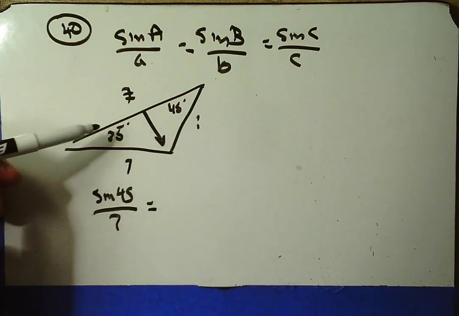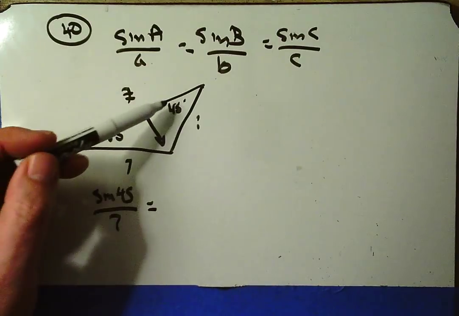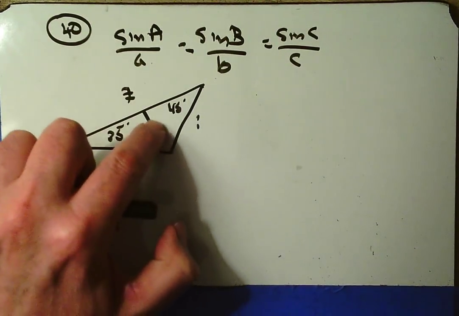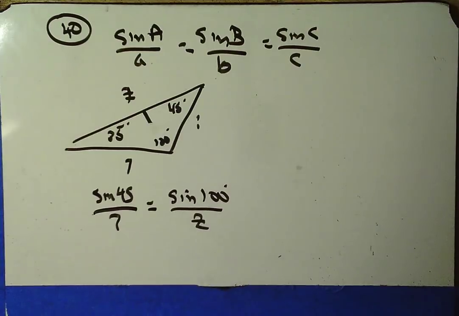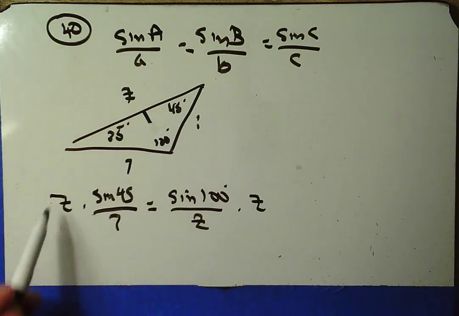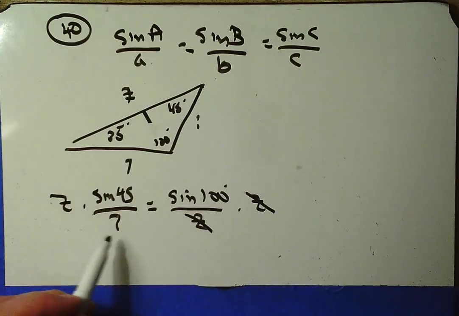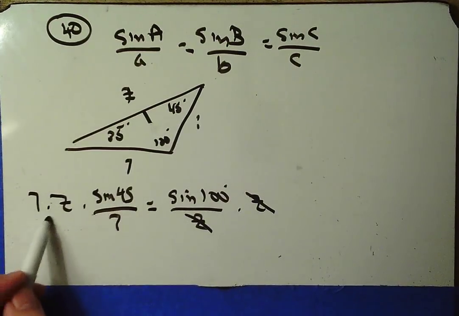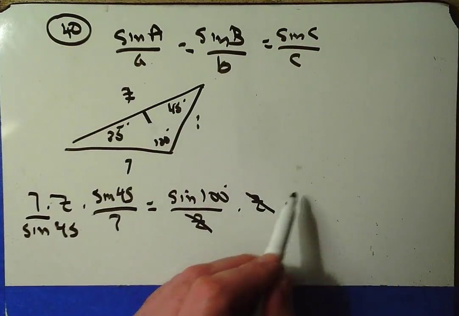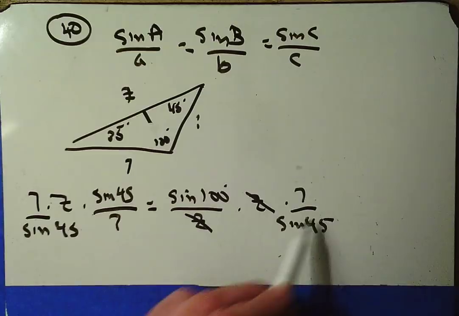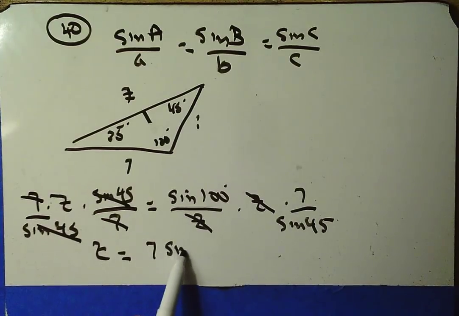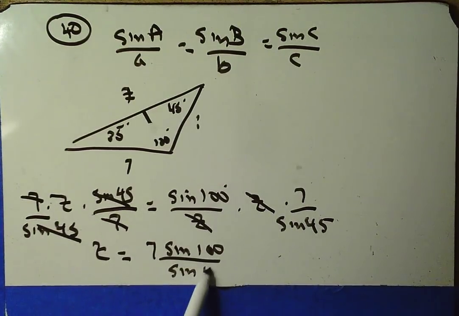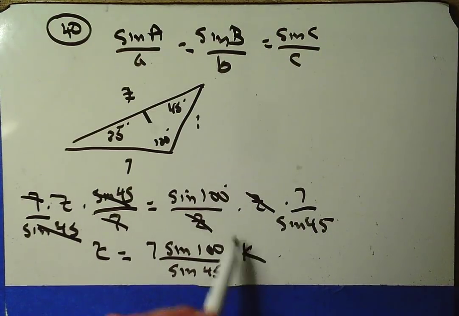Well, how big is that angle? I've got 35, I've got 45, that's a total of 80. The triangle has 180, so this must be 100 degrees. Sine of 100 over z. It'd like me to solve this equation for z, so if I multiply both sides by z, and then multiply by 7 and divide by sine 45, I can get z by itself. Z equals 7 sine 100 over sine 45. And that seems to be choice K.